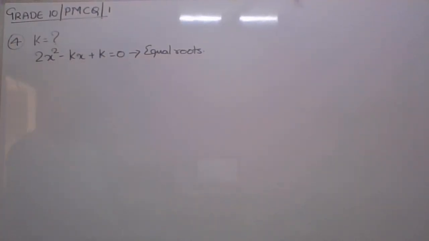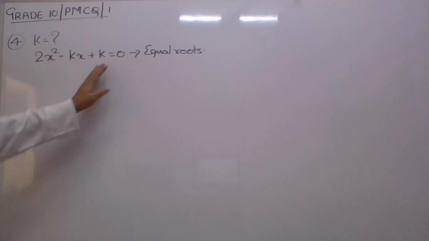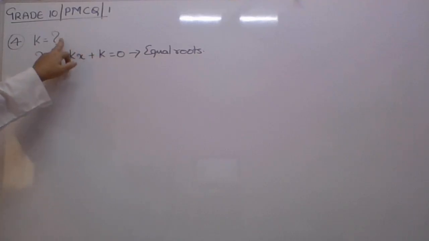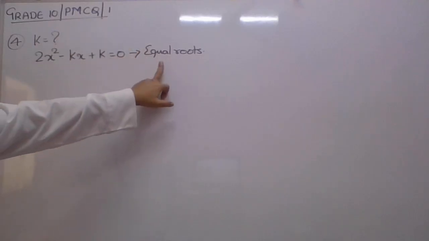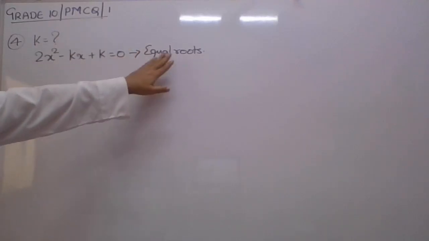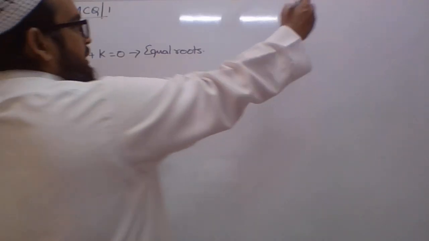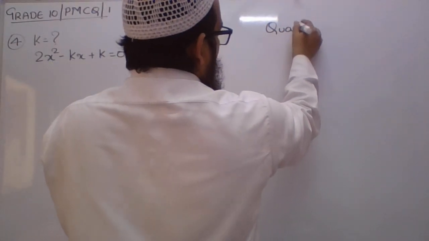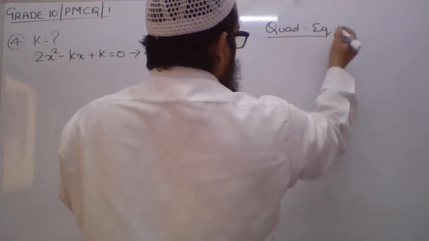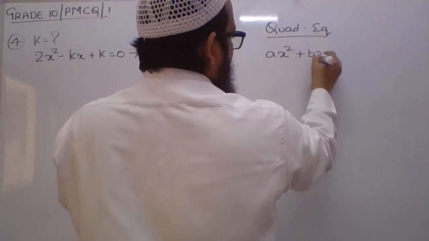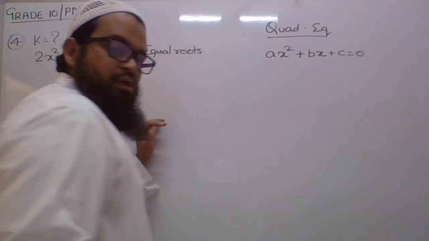So now the fourth question is 2x square minus kx plus k is equal to 0. And you have to find the values of k given that it has equal roots. So whenever you see equal roots or unequal, real or not real roots, then you have to understand that this is from quadratic equations. The chapter is quadratic equations. So what is the standard form of a quadratic equation? ax square plus bx plus c is equal to 0.